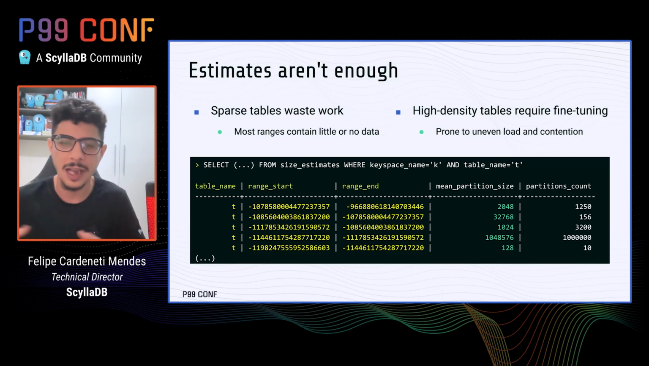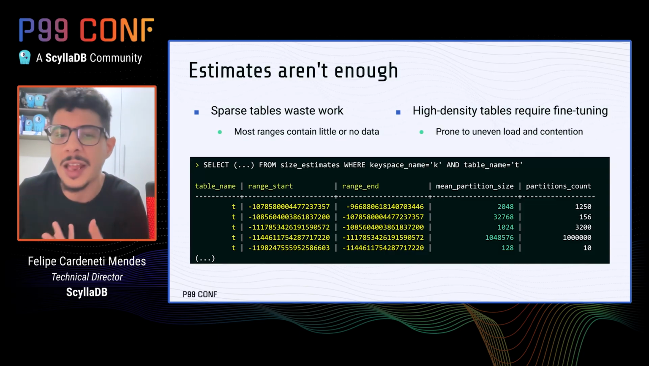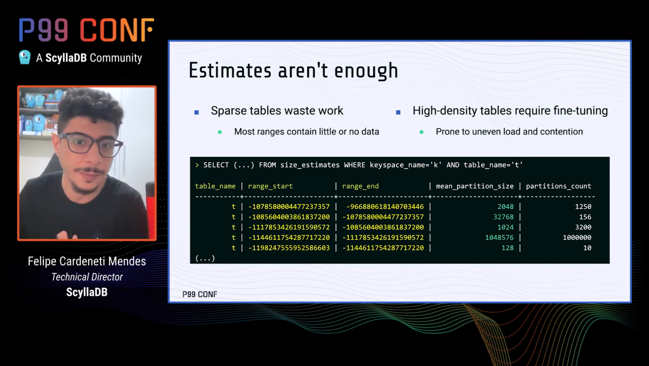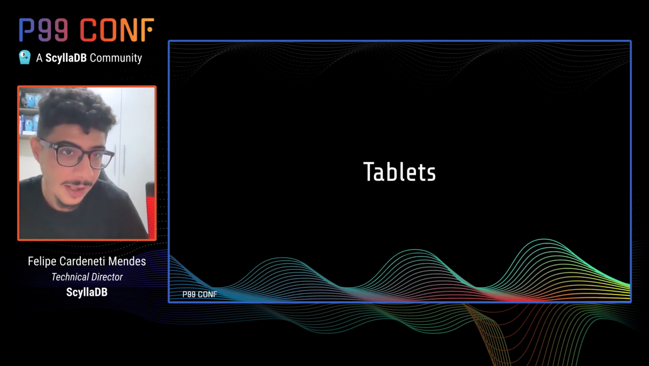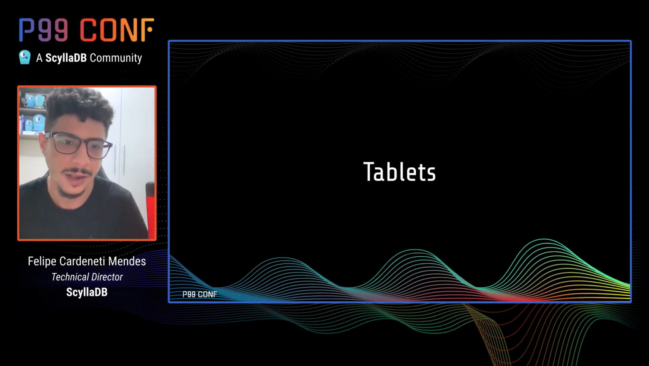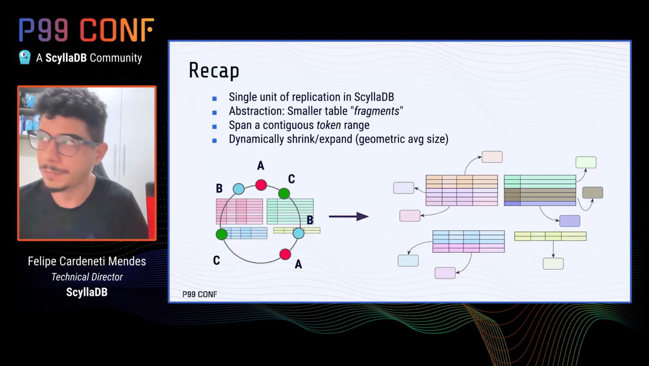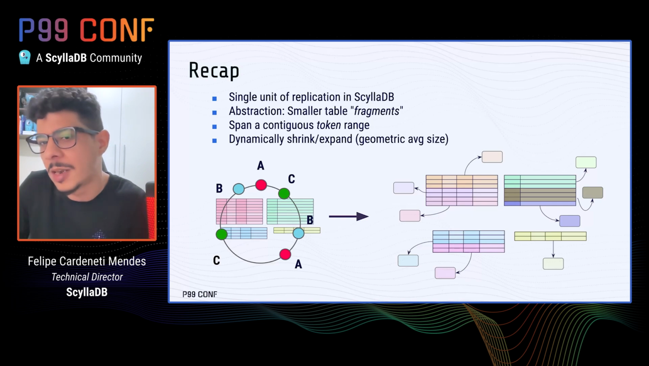And even then, as your data set evolves, you may be required to revisit that tuning quite often. So now, let's take a look at tablets and how it particularly works to address some of these drawbacks in vNodes. As a quick recap, tablets are a new replication algorithm in ScyllaDB.